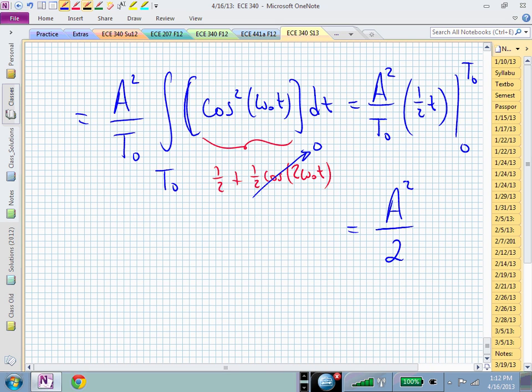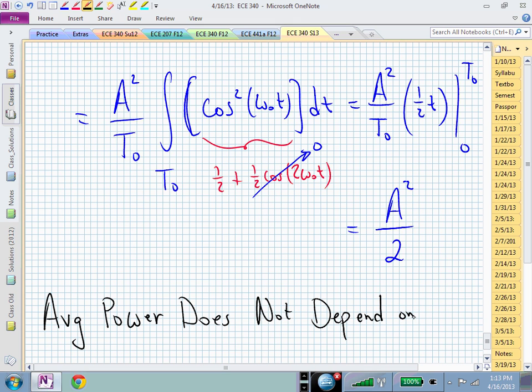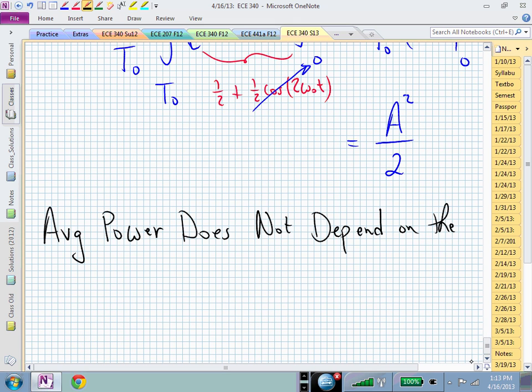What happened to omega naught? If I changed omega naught, is our formula going to change? Hopefully from this derivation you can see that it's independent of the frequency. All you need are the amplitudes. Our average power does not depend on the frequency.